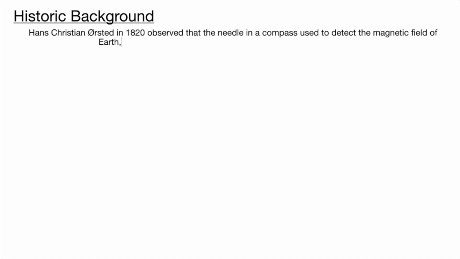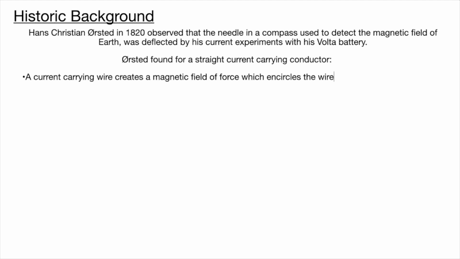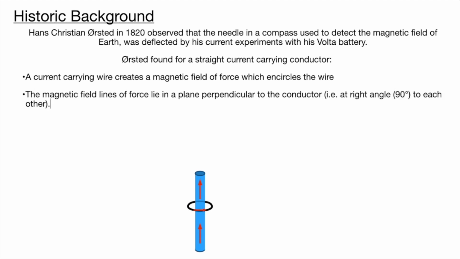Historic background. Hans Christian Ørsted in 1820 observed that the needle in a compass used to detect the magnetic field of Earth was deflected by his current experiments with his Volta battery. Ørsted found for a straight current-carrying conductor, a current-carrying wire creates a magnetic field of force which encircles the wire. The magnetic field lines of force lie in a plane perpendicular to the conductor, i.e. at right angles, 90 degrees, to each other.